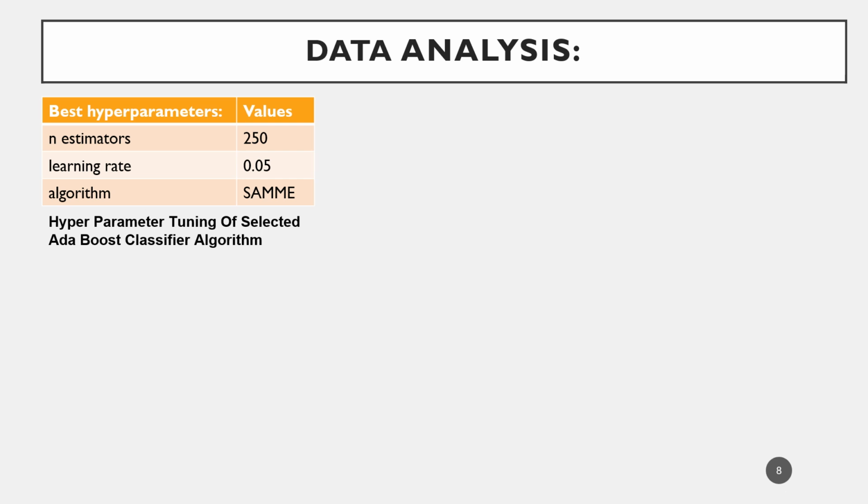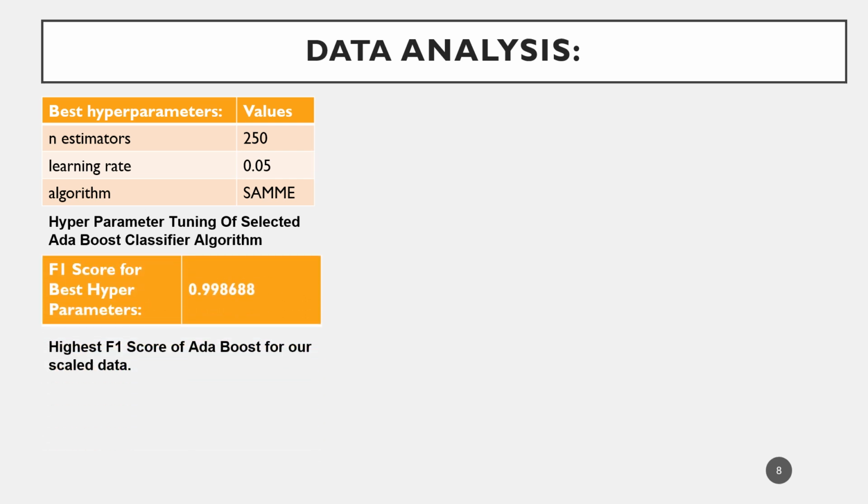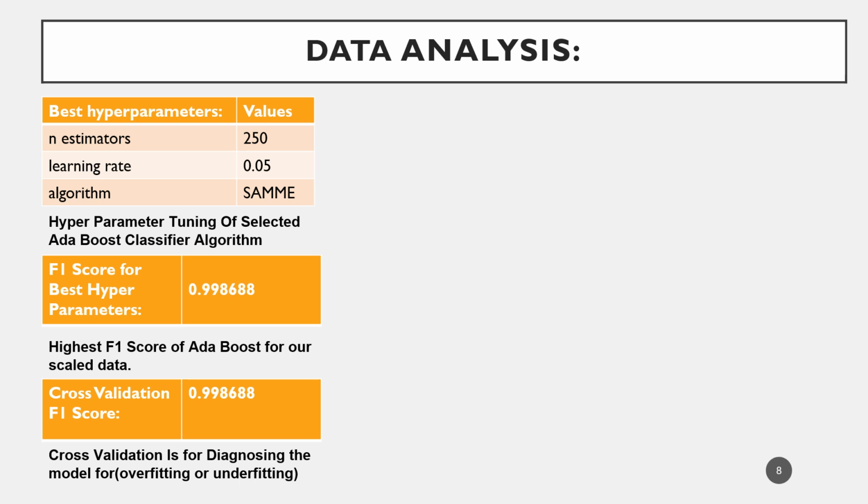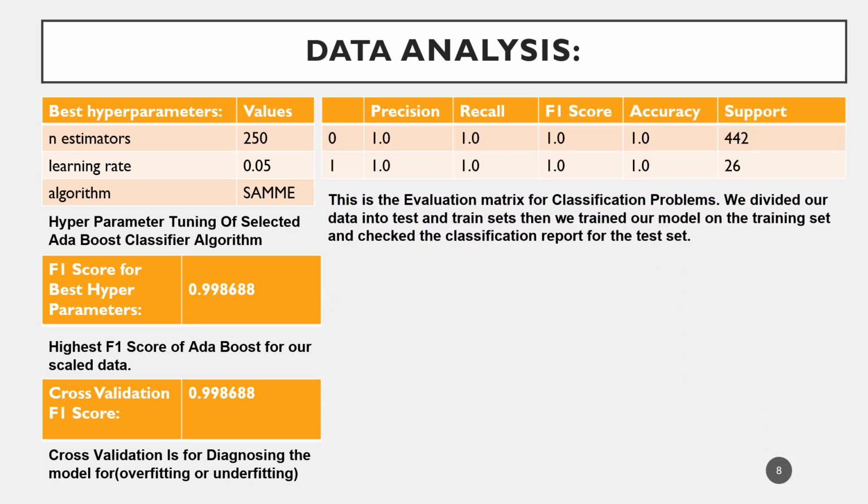After selecting the model, that is AdaBoost, we selected the best hyperparameters, and we did the hyperparameter tuning, and the best parameters were n_estimators 250, learning rate 0.05, and algorithm SAMME. The best score for the best hyperparameters is 0.99868. After that, again we did the cross validation to check whether the results are accurate or whether they follow some unusual patterns in the data. To overcome that, we used the cross validation, and the score was the same.